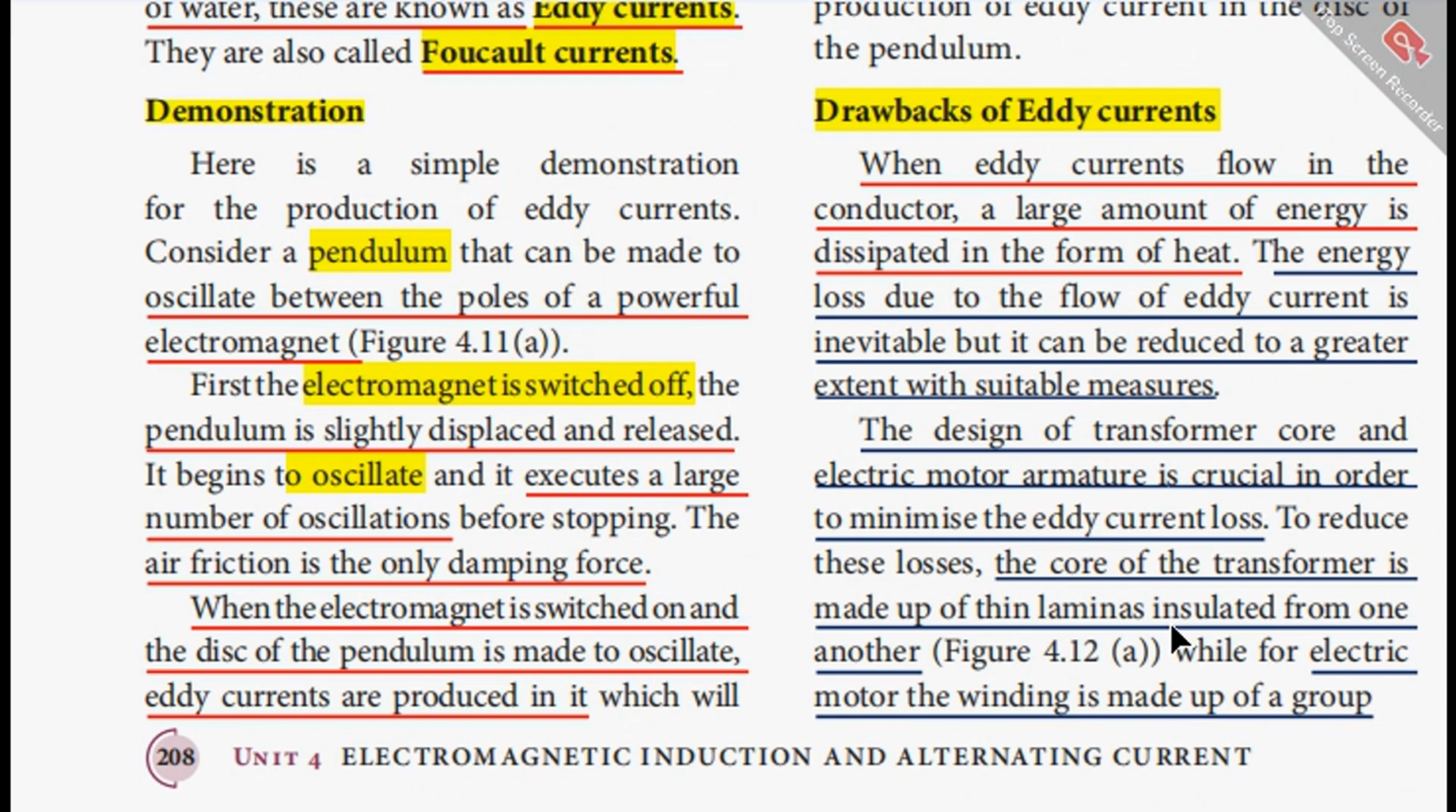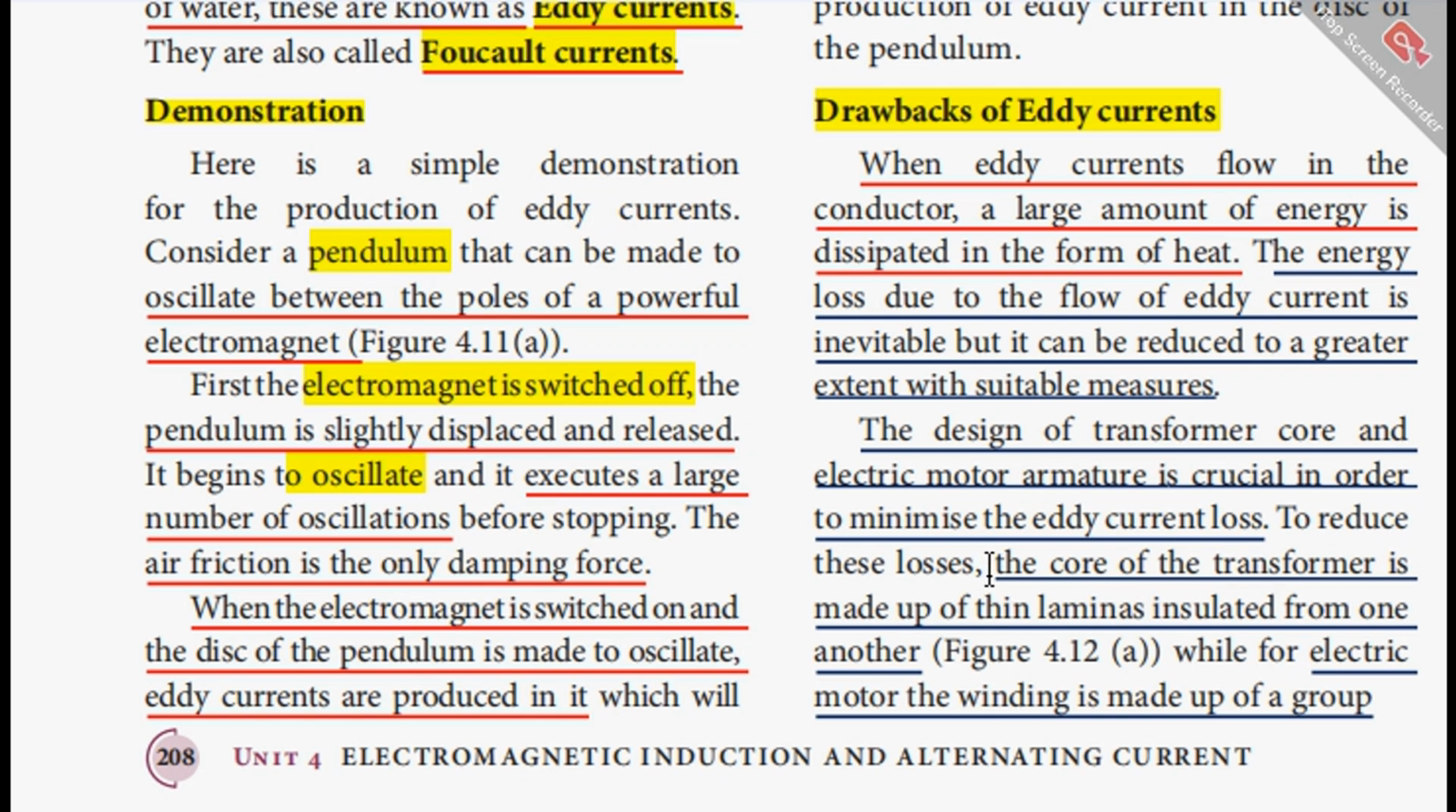Where are these eddy currents being applied? So if you want to design a very good transformer core and electric motor armature, these eddy currents play a crucial role. So we have to minimize the eddy current loss in the case of a transformer core and the electric motor armature.